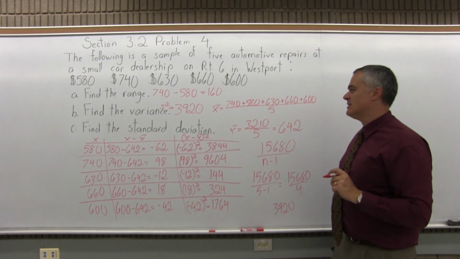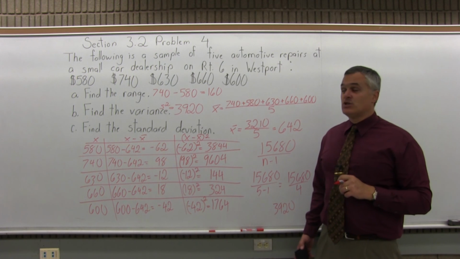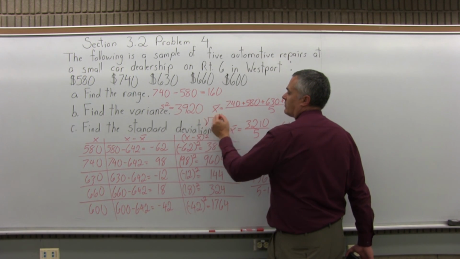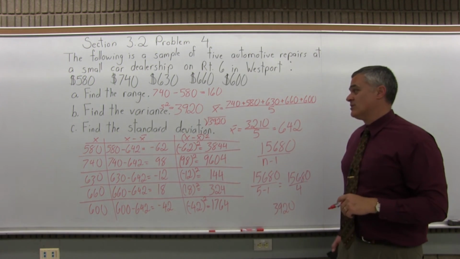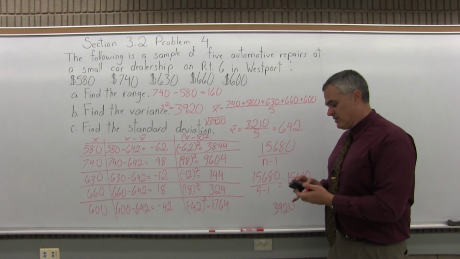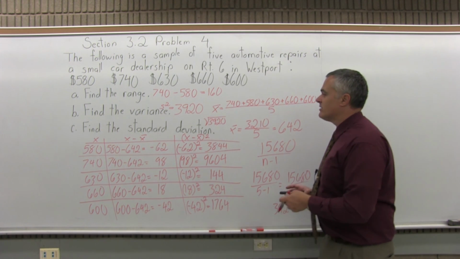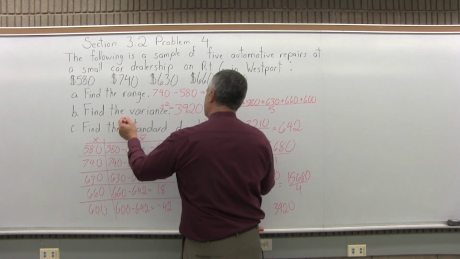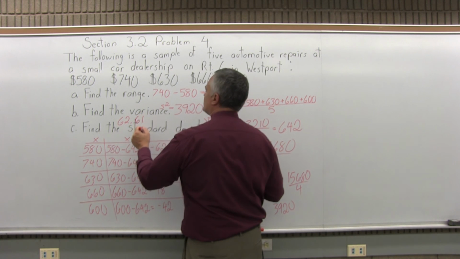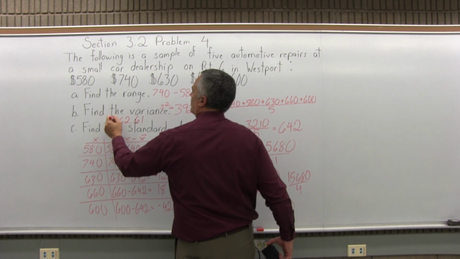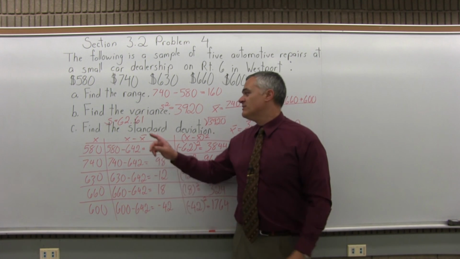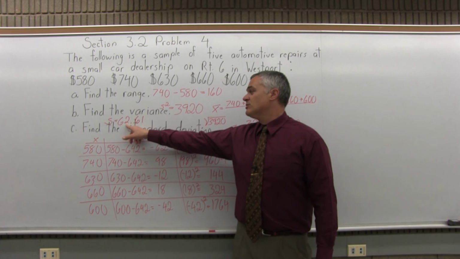Now for the standard deviation, it's the square root of the variance. So my standard deviation would be the square root of 3,920, which is very tough to do without a calculator. The calculator will do it right away for me. The calculator says 62 point, within sensible round off, 61. Again, the symbol for standard deviation is S. So the answer for part C, S, the standard deviation, equals 62.61.